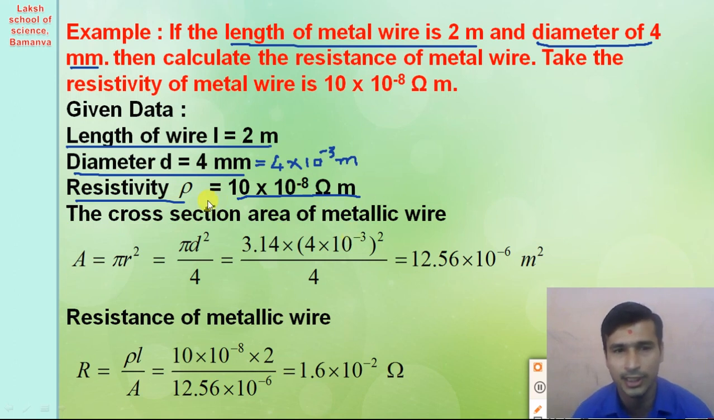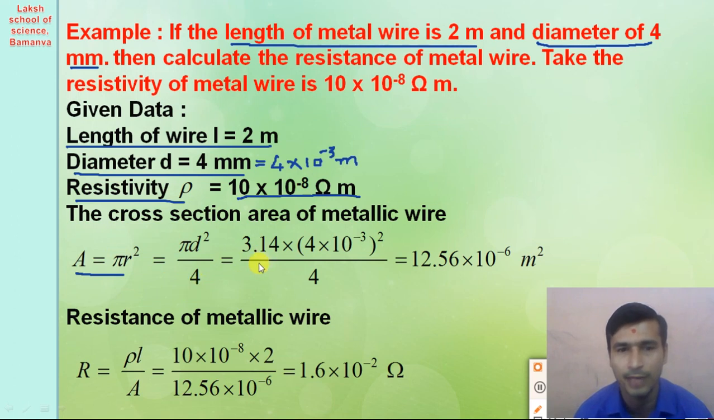The cross section area of the metallic wire is given by the equation A is equal to pi r square, right. Radius is not given, so we convert the radius into the diameter. Radius is equal to diameter divided by 2, so we get the equation pi d square by 4.